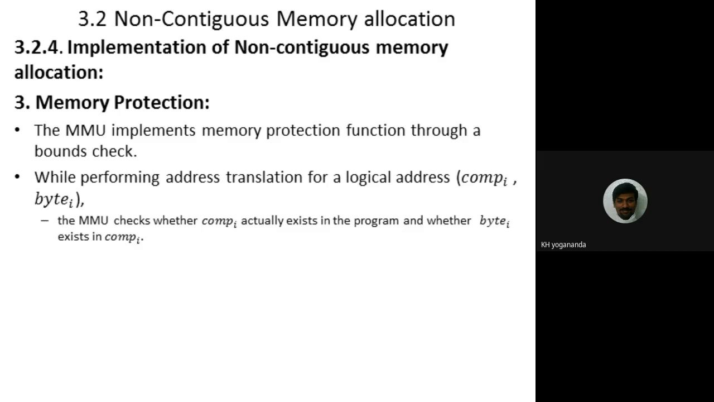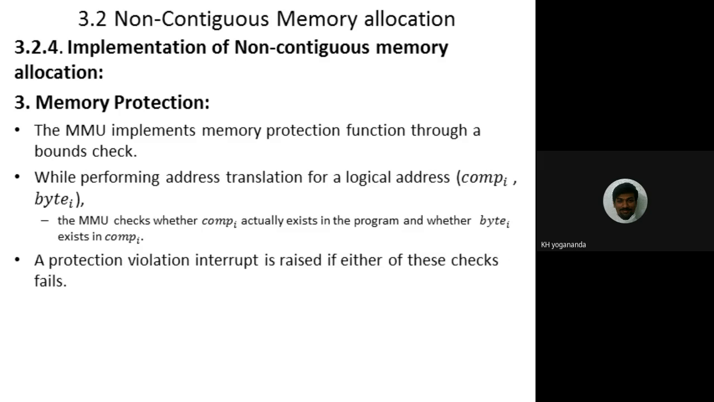How does it check? The MMU checks whether the component i actually exists in the program and whether the byte i exists in the component i or not. Whether component i is a part of the process, it will check, and whether the byte i is a part of that particular component, that also it checks. If there is any protection violation, an interrupt will be raised. If component i is not there or if byte i is not there, the MMU says the memory protection check has failed. This is what bound means, the exact value.